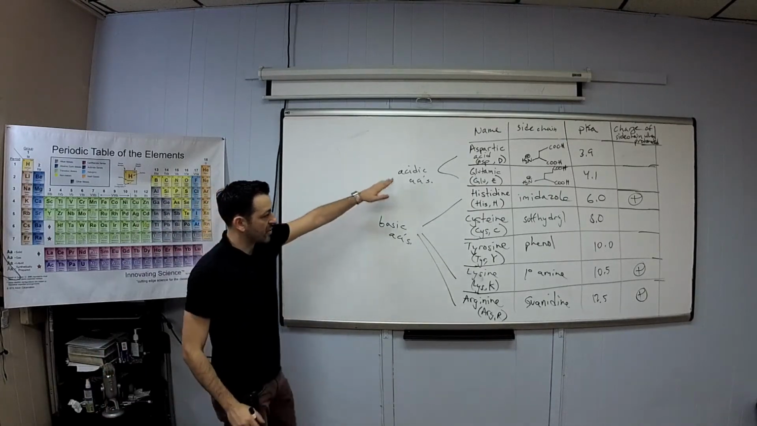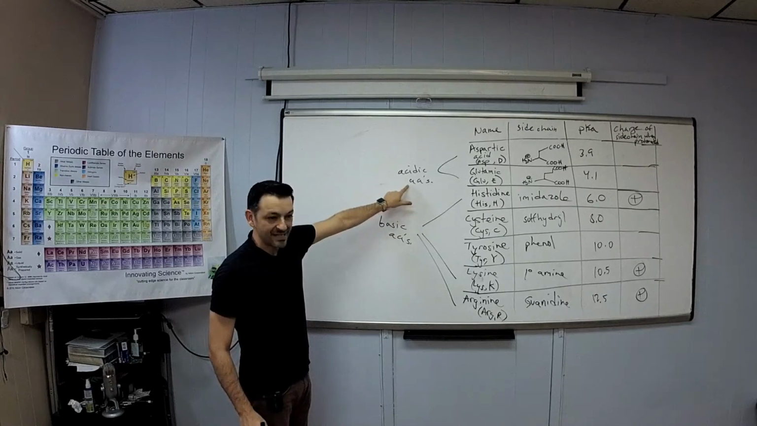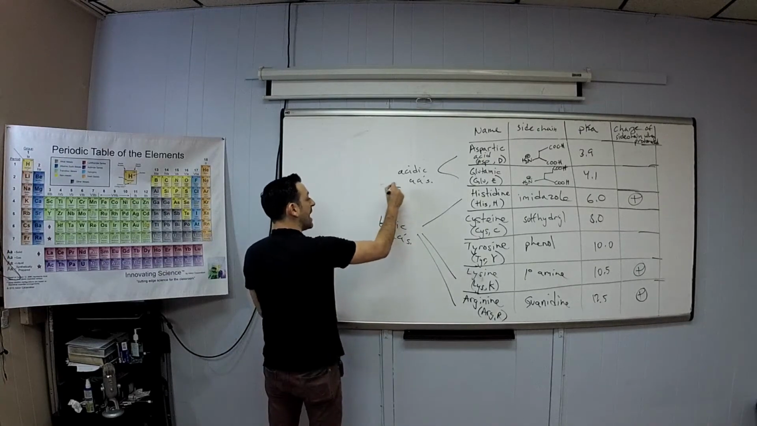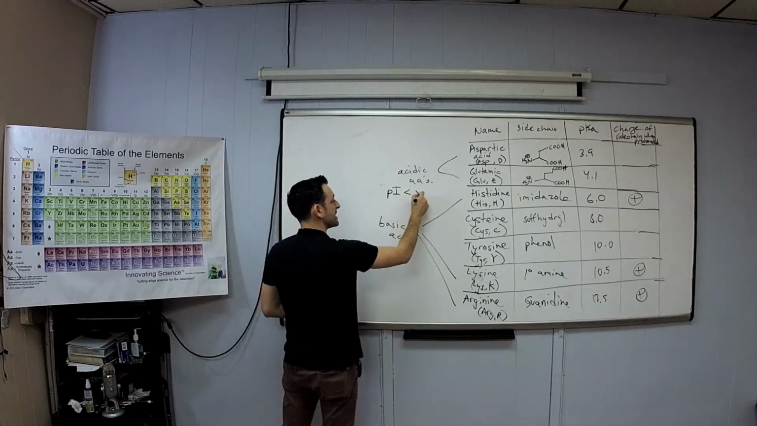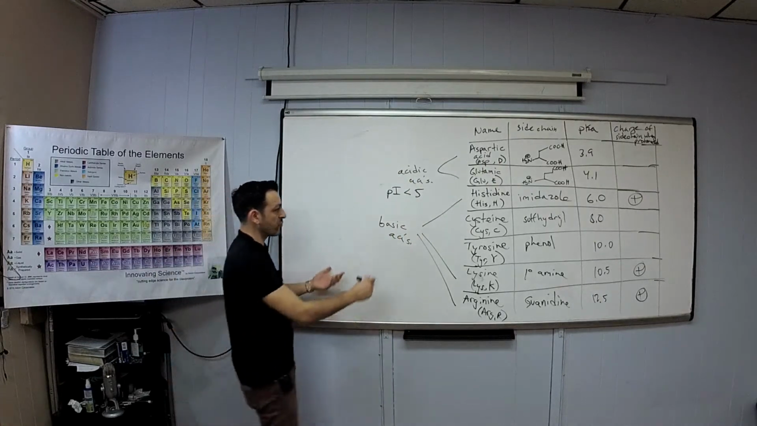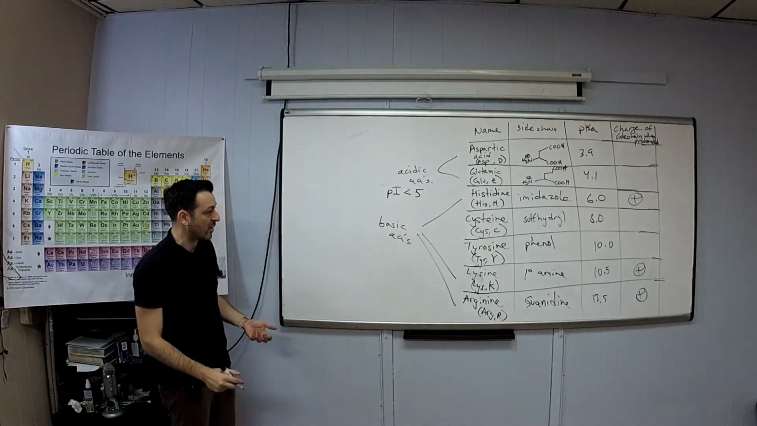So I'm going to write something over here, and then we're going to start proving it and figuring it out, right? But the acidic amino acids, the only reason they're called the acidic amino acids is because their pI, their isoelectric point, is less than 5. Just write that down for now, and in a few moments we'll figure out how and what.